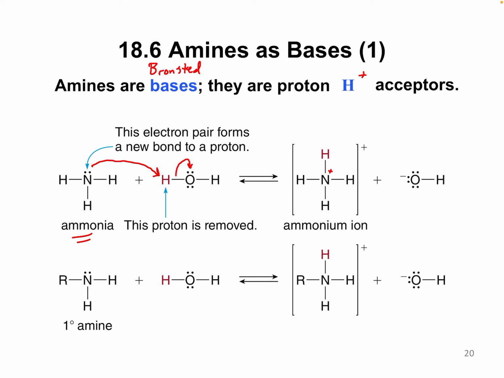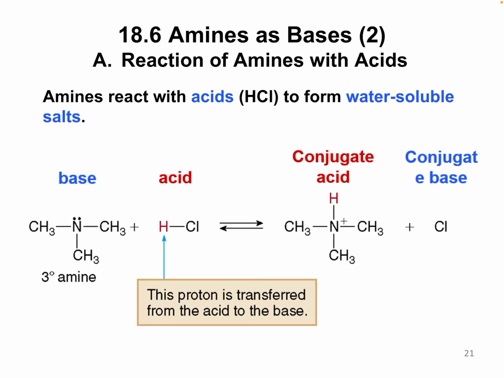So generally speaking, amines don't do this kind of reaction very well with just water. They're not strong enough bases to steal a proton away from water. But if we treat an amine with a stronger acid, like HCl, stronger acids want to give away their H+ ions a lot more than water does, which means that amines can readily take an H+ from a strong acid, like HCl.